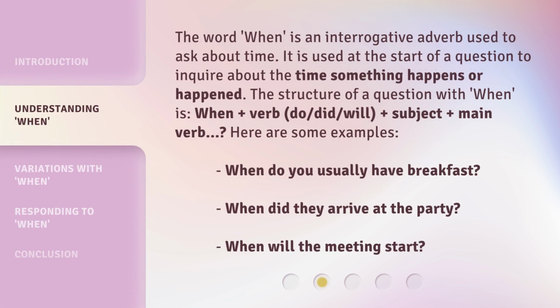The word when is an interrogative adverb used to ask about time. It is used at the start of a question to inquire about the time something happens or happened. The structure of a question with when is: when plus verb (do, did, will) plus subject plus main verb.